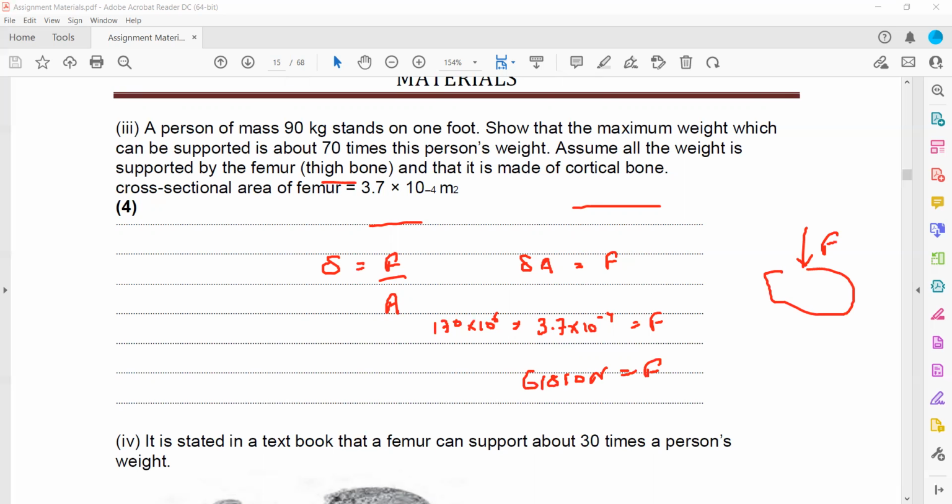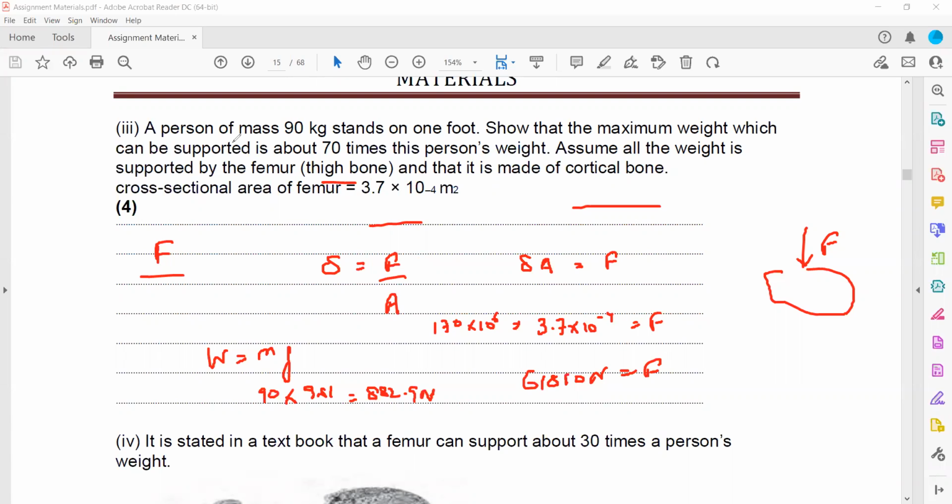And because we have to show this force is about 70 times the weight, weight is equal to mg, the mass of the person multiplied by gravity. So mass of the person is given here, that is 90, multiplied by gravity 9.81. So 90 times 9.81, which is 882.9 Newton.